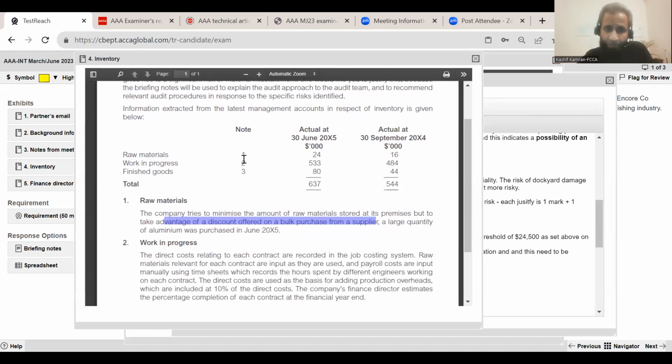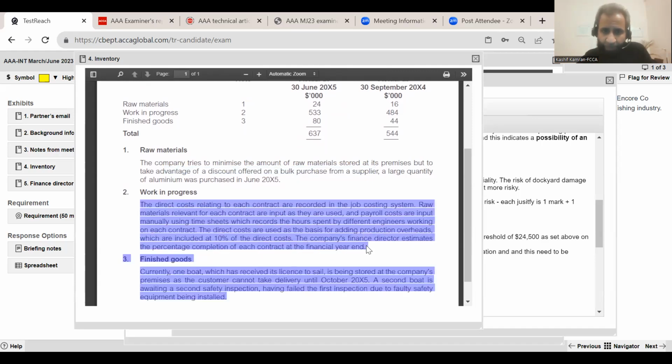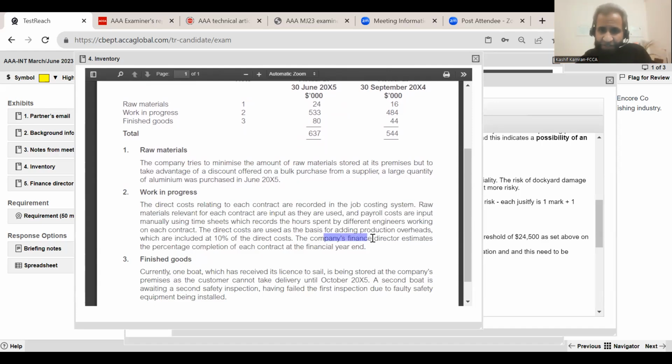Okay, number 2 is work in progress. Just to cut short my webinar, you can read this out from here. There are lots of issues in work in progress. The last line itself says, the finance director estimates the percentage completion of each contract at the year end. And that is what makes work in progress a very significant risk of material misstatement, because anywhere we have estimates, it automatically becomes risky. And that too, an estimate of a director, there is a significant increase of management bias.